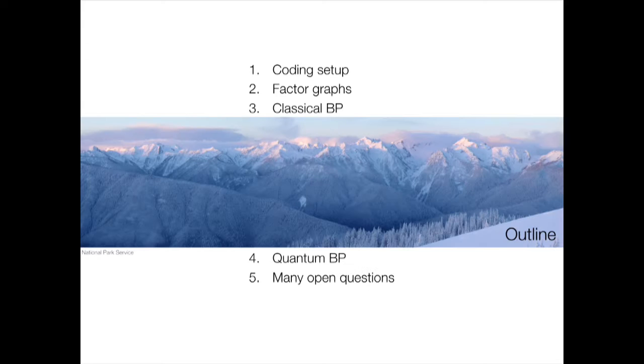Okay, great. So here's a little outline of the rest of the talk. So, nice picture of the Olympics. First, coding setup, just so we're all on the same page about what the problem is. The graphical models, which are called factor graphs in this case, and then a little bit about how classical belief propagation works. And in a kind of strange presentation, it won't look like what you would see in Richardson or Urbanke, actually, but it's adapted for what's going to come later, the quantum belief propagation.